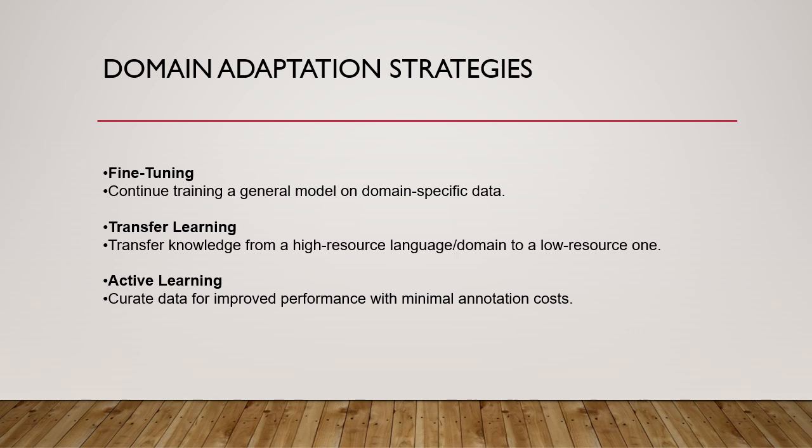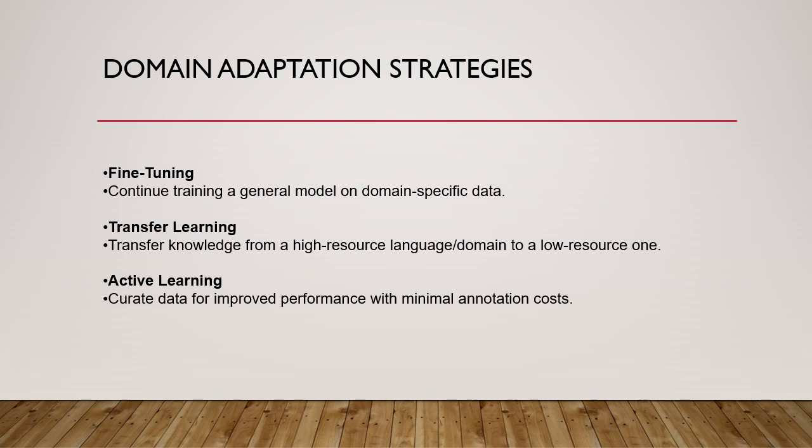Coming to fine tuning, that trains a general neural machine translation model on broad data and continues training on the domain specific text. Whereas transfer learning uses knowledge from high resource domains to improve performance in low resource domains. For example, training on English German financial data to enhance English Dutch financial translation.